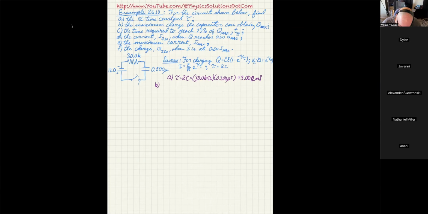All right, part B. So that's the time constant. And what the time constant is, basically, is the time required in an exponential decay for it to go from 100% to 1 over e. You'll see that in a second.